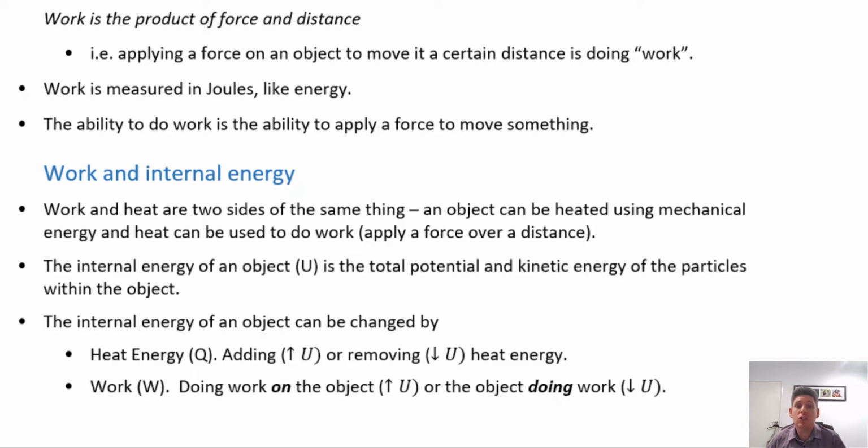So now we have to look at some symbols when it comes to work. Internal energy of an object is given by a capital U, and it's the total potential and kinetic energy of the particles within the object. This may be familiar to you if you've done science before. There's also Q, which is the heat energy, thermal energy. We've also got W for work, and doing work on an object will increase the internal energy, or an object doing work will lose internal potential and kinetic energy.